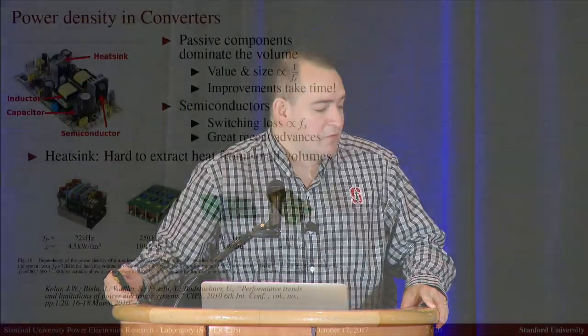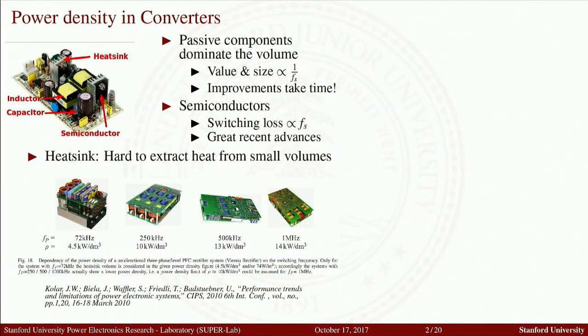And then we reach a point of diminishing returns in which further increases in switching frequency are not translating anymore into smaller converters. You can see, for example, in the converters in the bottom of the figure, that as we increase the frequency from 250 kilohertz to 500 kilohertz, we can increase the power density from 10 to 13 kilowatts per liter.